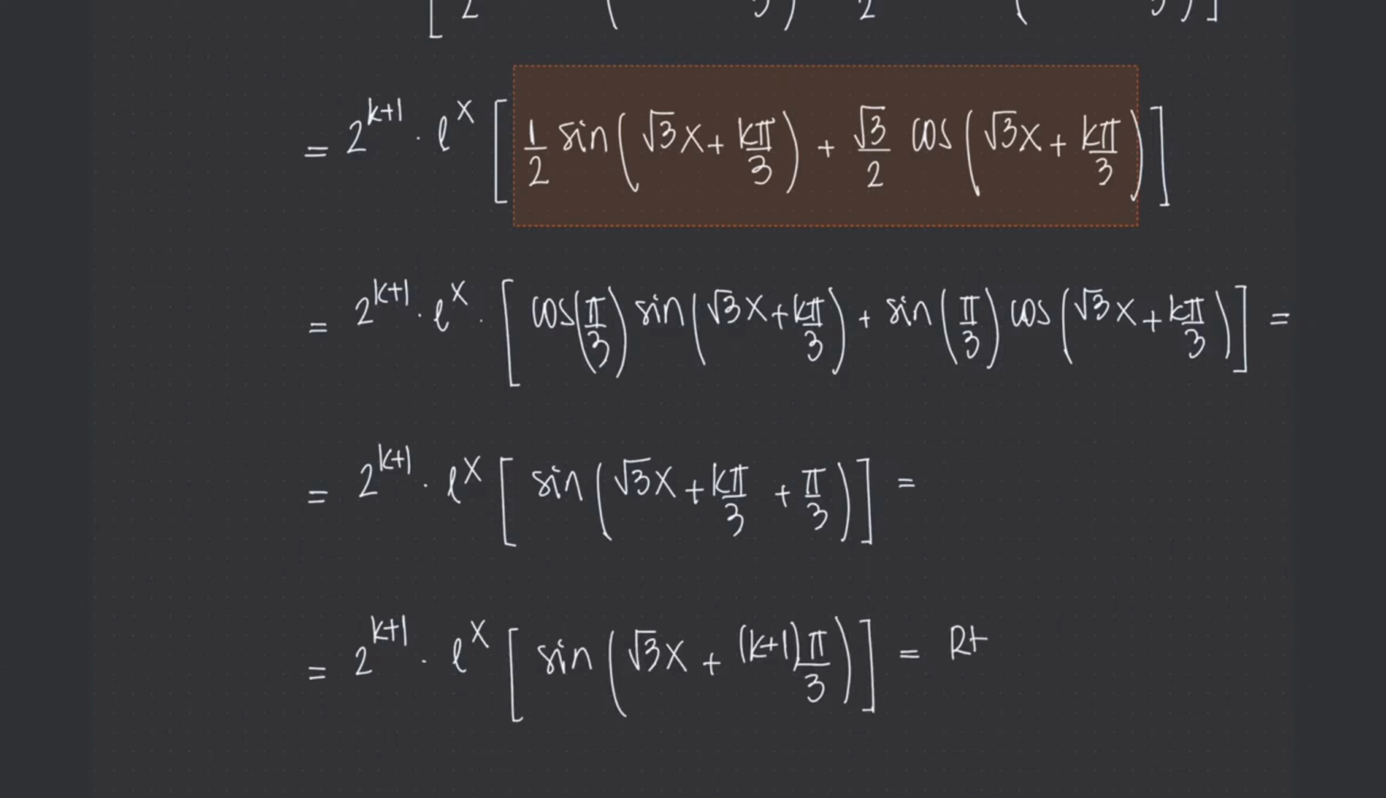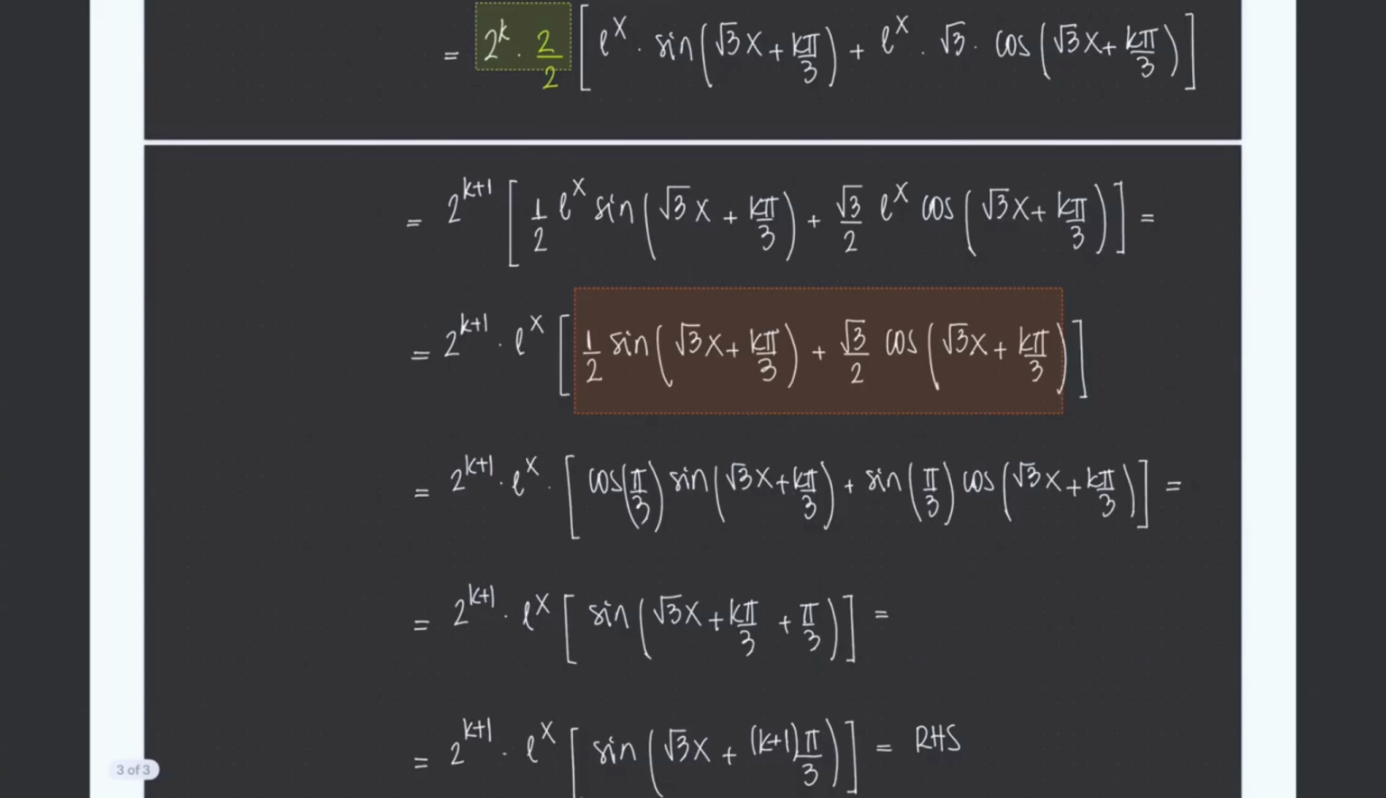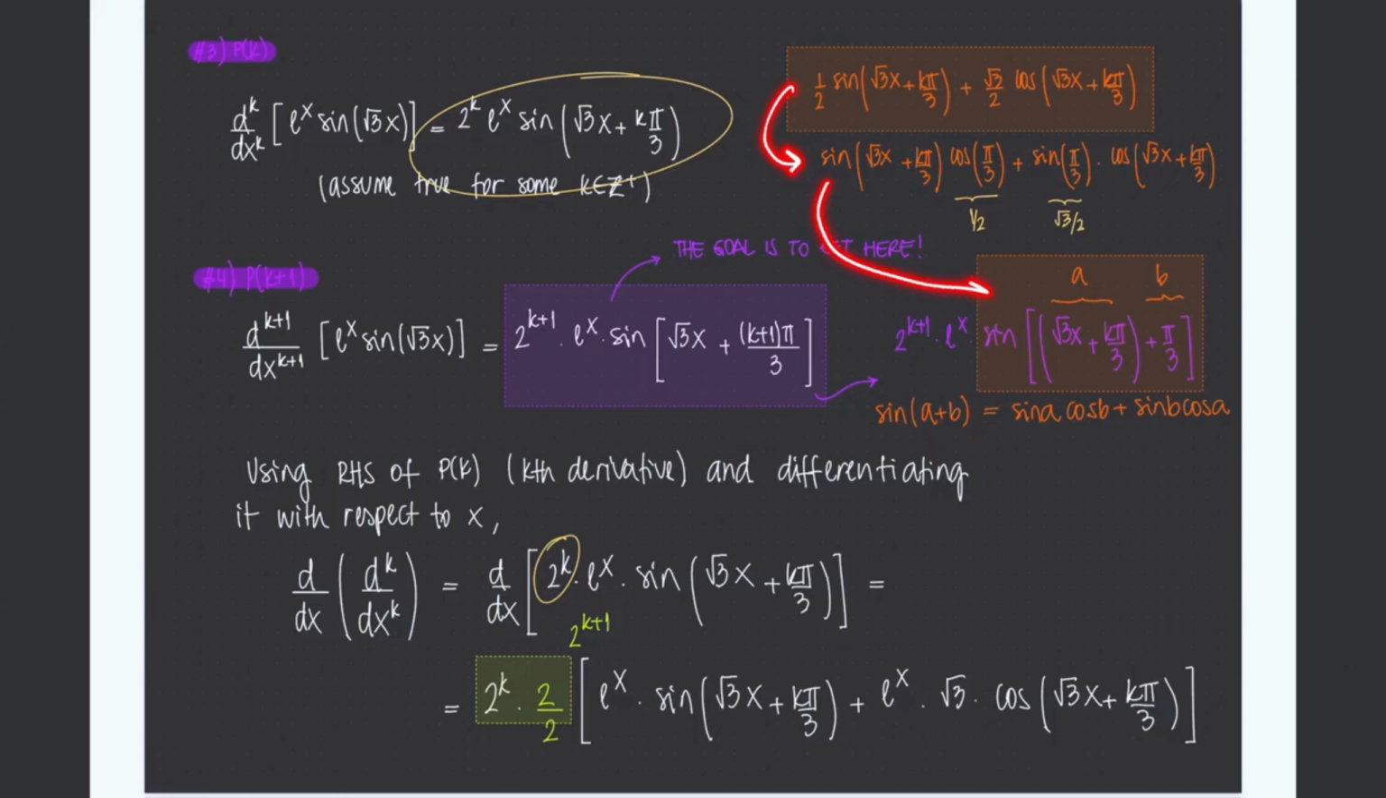Now this is equal to the right hand side of P of k plus 1, which we can see right here. Now notice that what we did, again, was to backtrack the process. Instead of going from here to here to here, we went the other way around. And we could only see that because we were focusing on the goal and using it to build a bridge from the goal to the last step that we stopped.